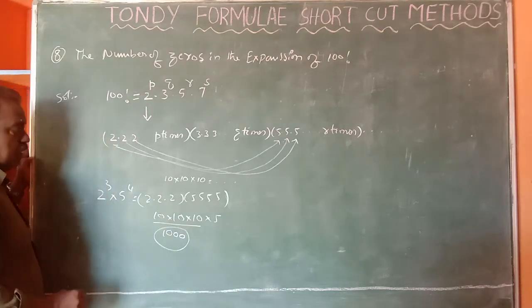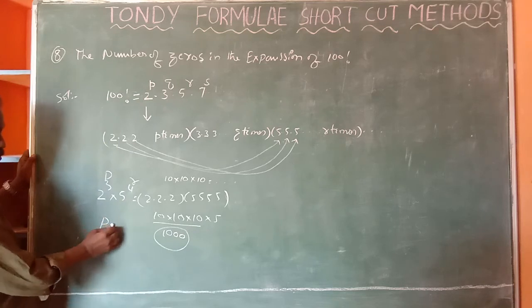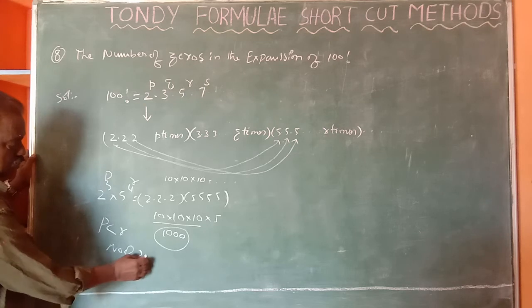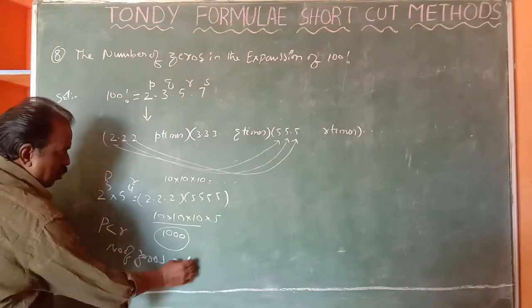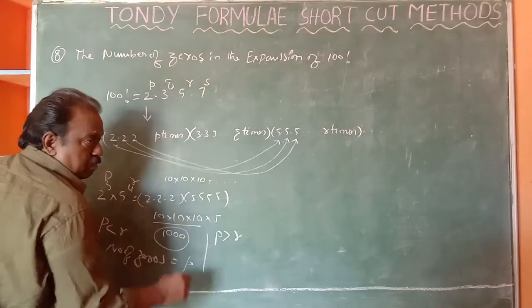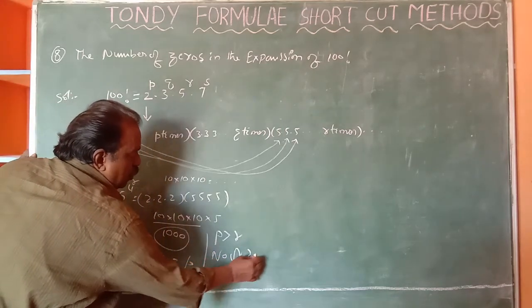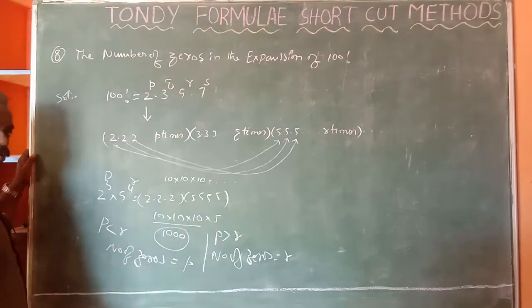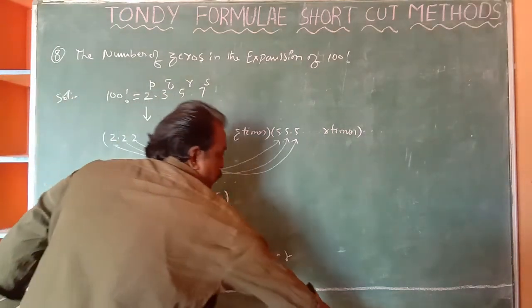How can you say, this is P and this is R there. So if P is less than R, try to understand, the number of zeros is equal to P. Suppose P is greater than R, that means R is less than P. Then the number of zeros is equal to R. Whichever of these two is lesser, that is the number of zeros. Okay, na?